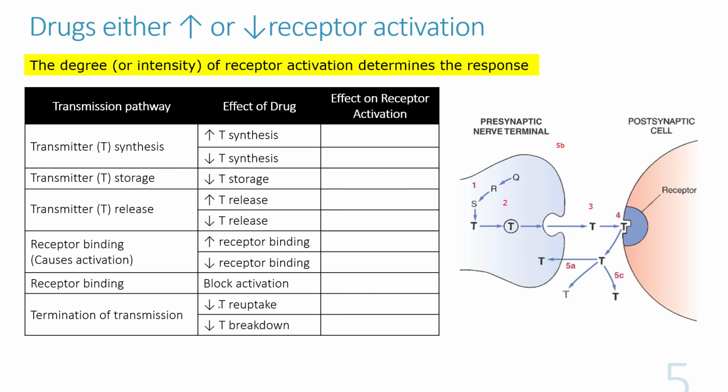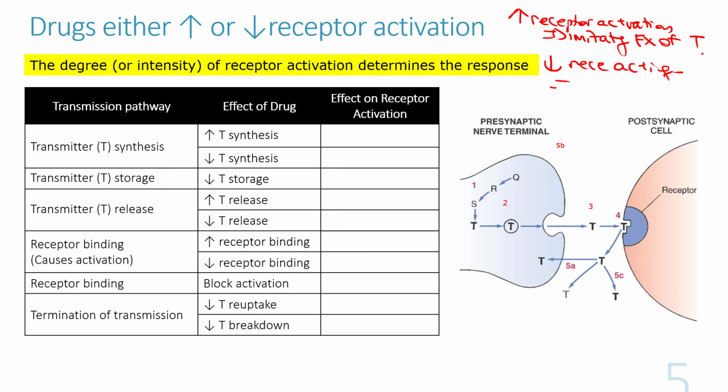All right, so knowing that, we're going to look at an overview of how drugs either increase or decrease receptor activation. And remember, if you increase receptor activation, that means you're basically imitating the effects of the endogenous ligand, which I'm going to put T. If you decrease receptor activation, then what you're doing is blocking or decreasing the effect of the transmitter.